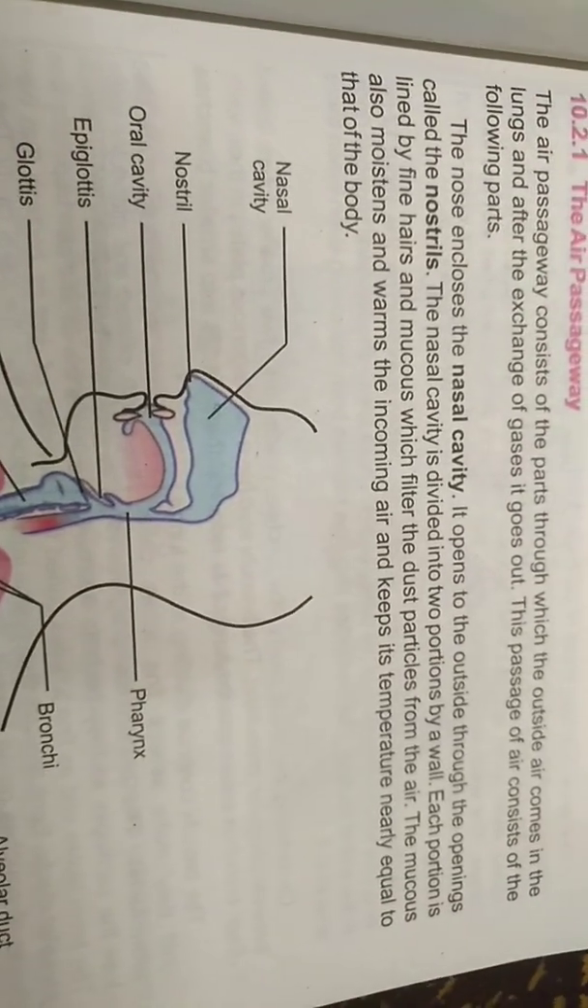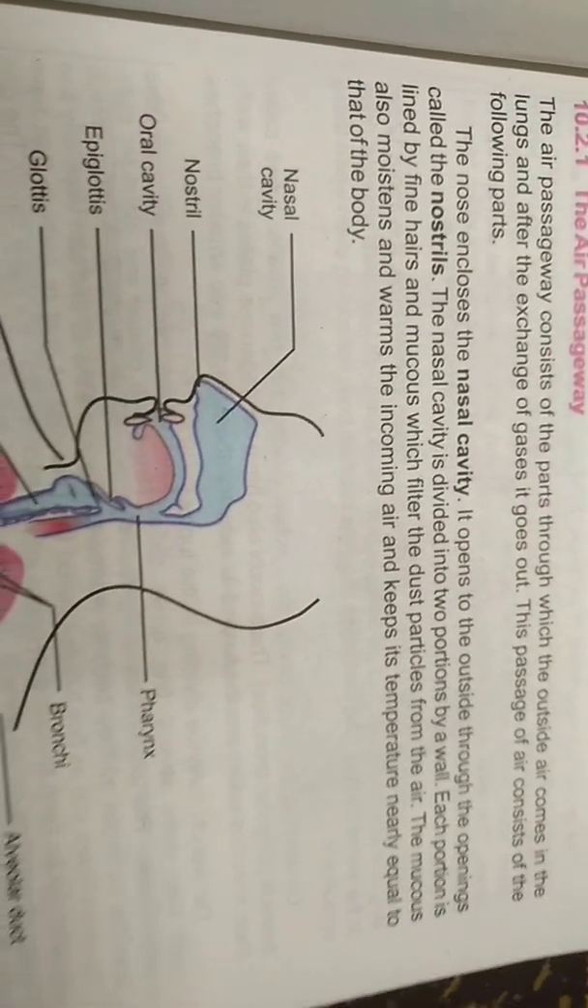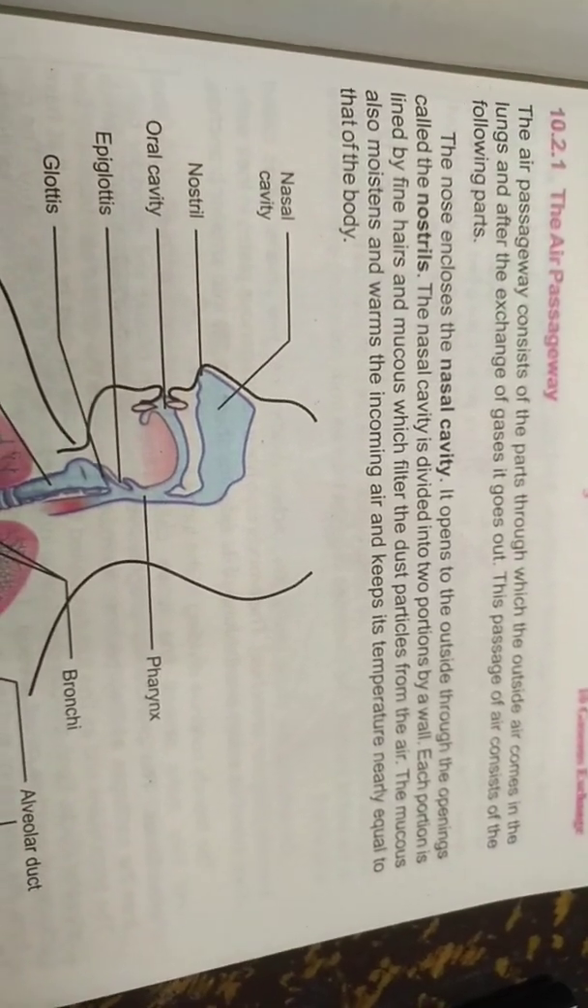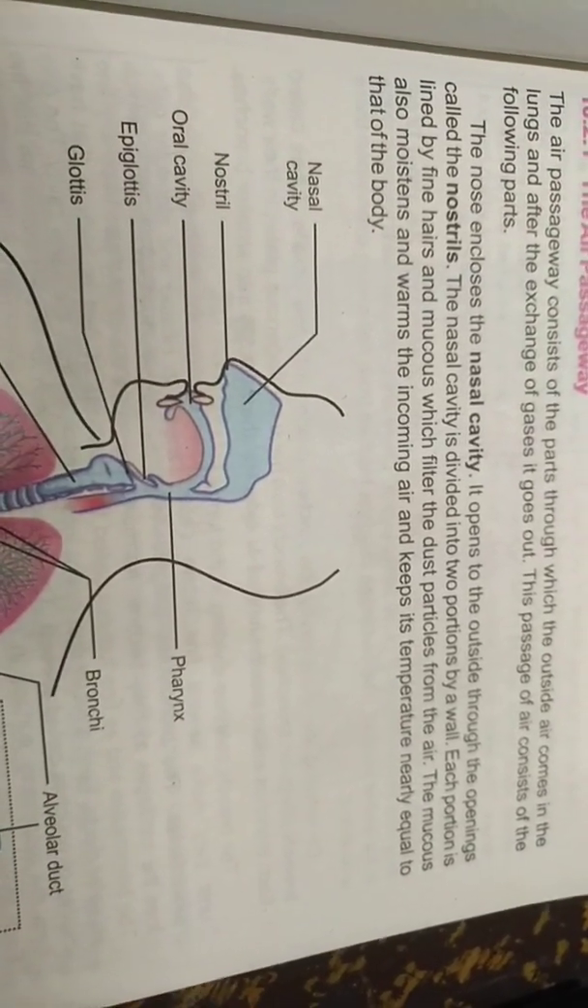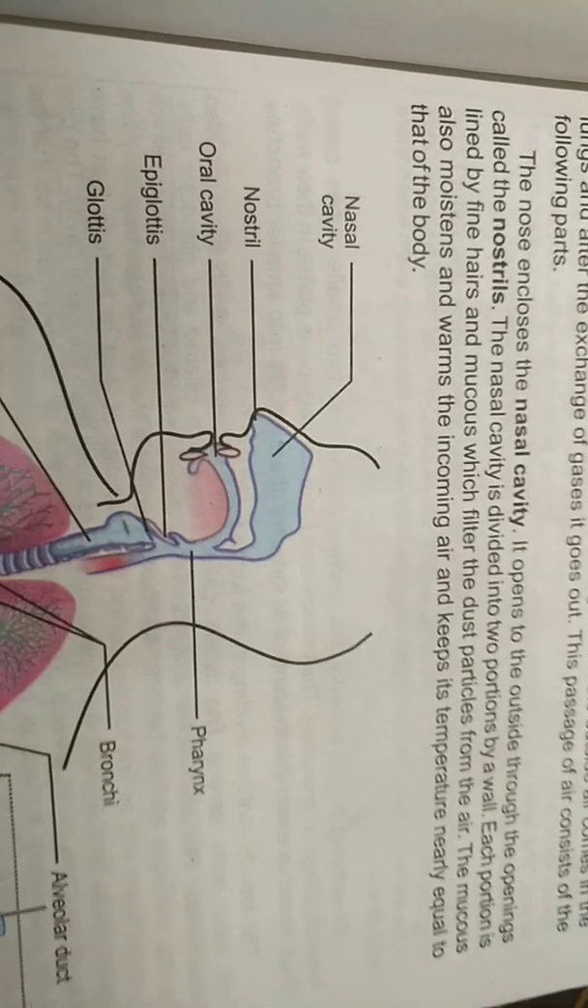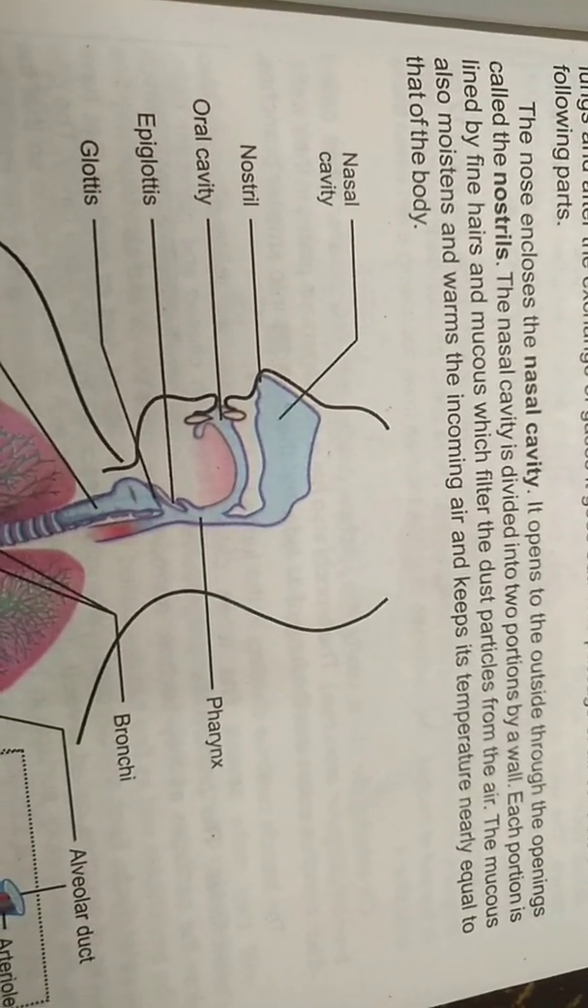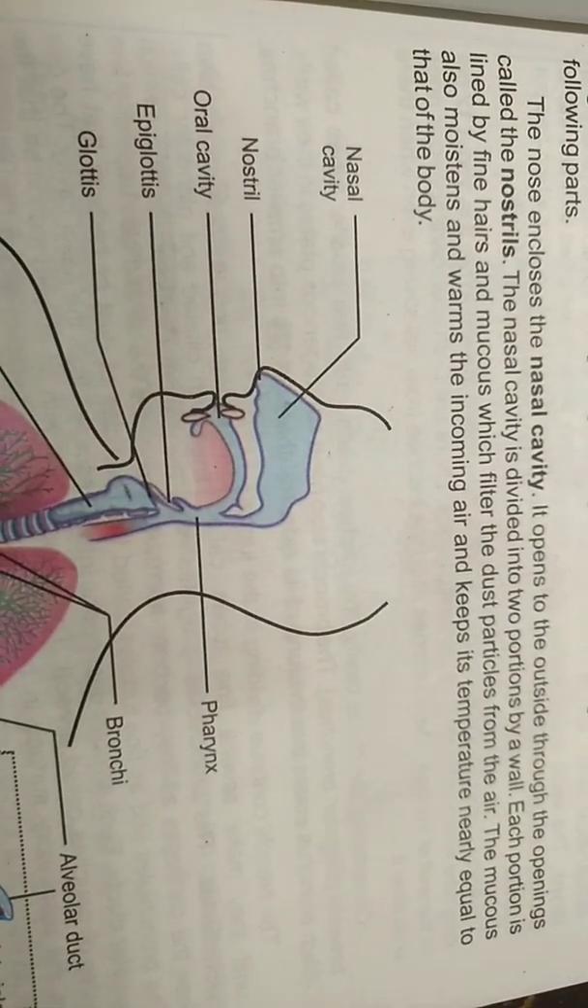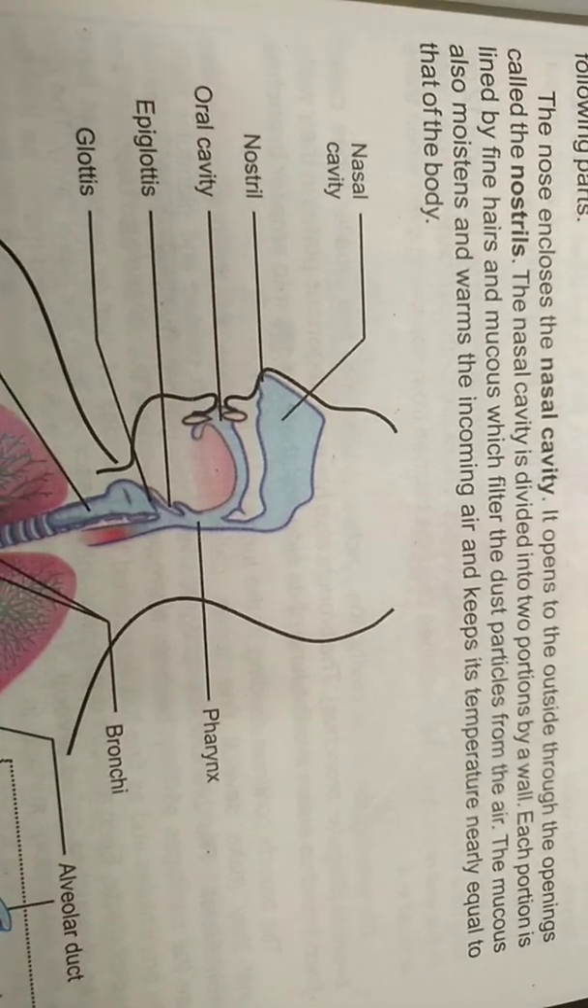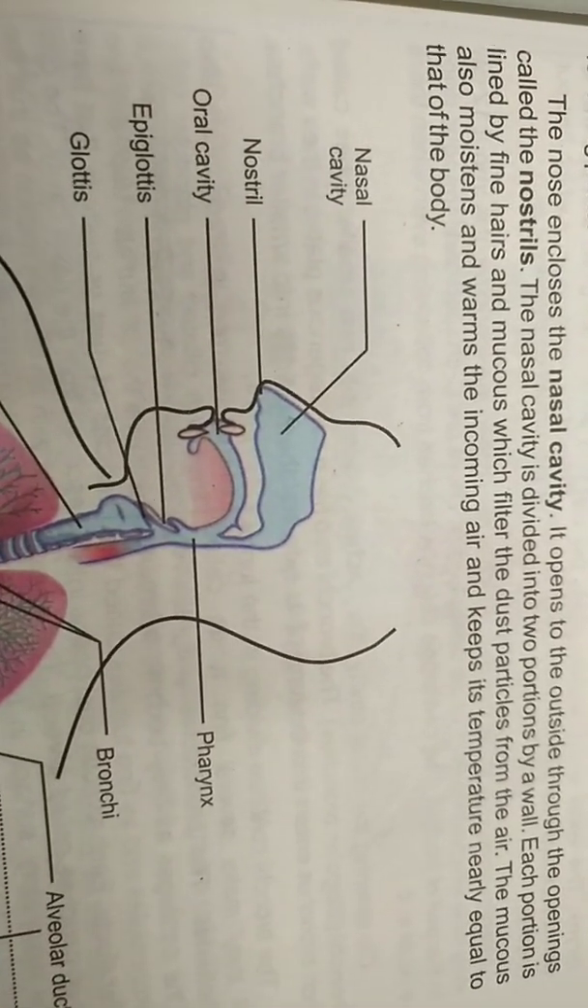Mucus is a liquid material. Basically, hair and liquid material together filter all the dust particles which are coming from the outside air. The mucus also moistens and warms the incoming air and keeps its temperature nearly equal to that of the body.